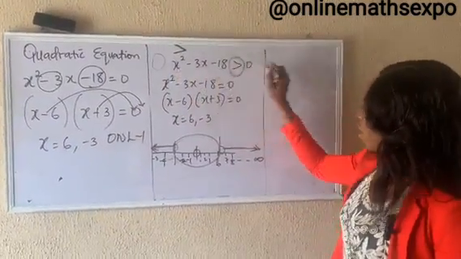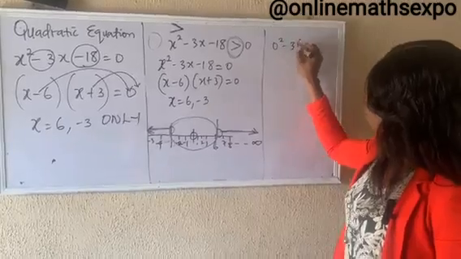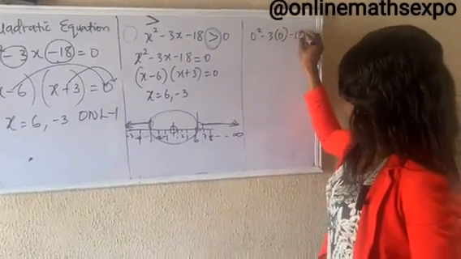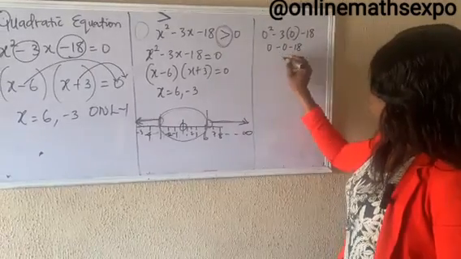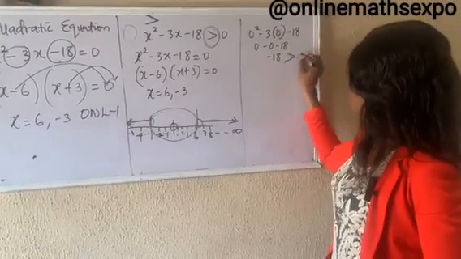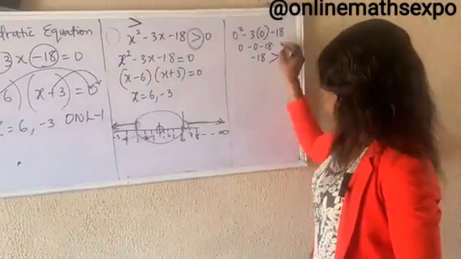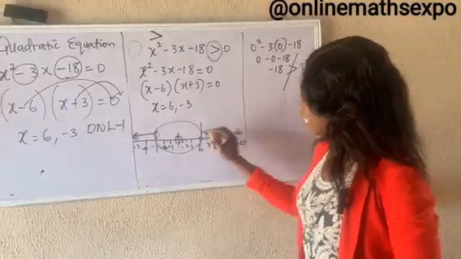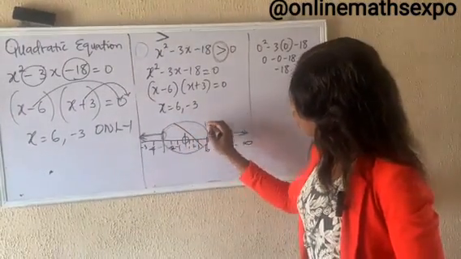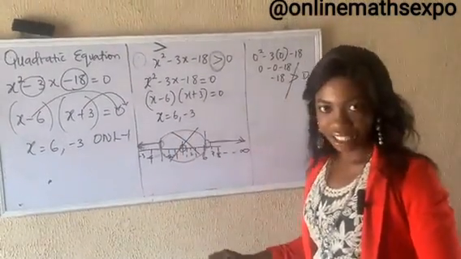Substitute 0 in this inequality, we have 0 squared minus 3 into 0 minus 18. 0 squared is 0, minus 0, minus 18. So we have minus 18. Is minus 18 greater than 0? No. Minus 18 is not greater than 0. And in that case, it means that none of the values here will satisfy the inequality.